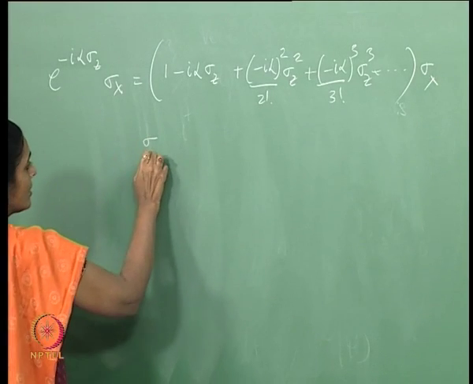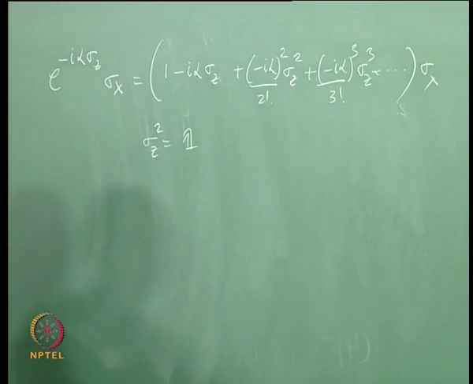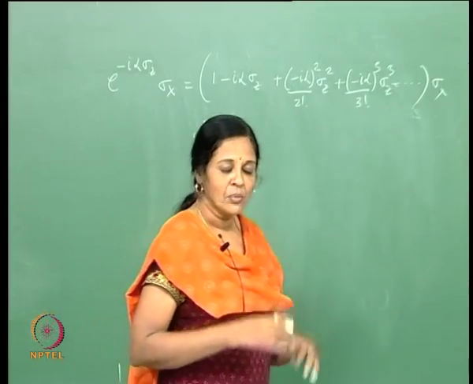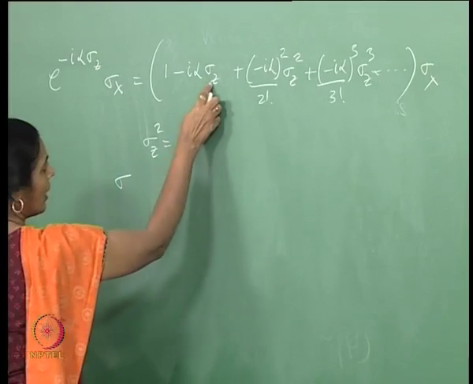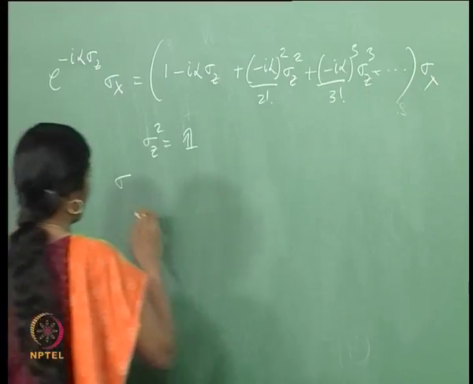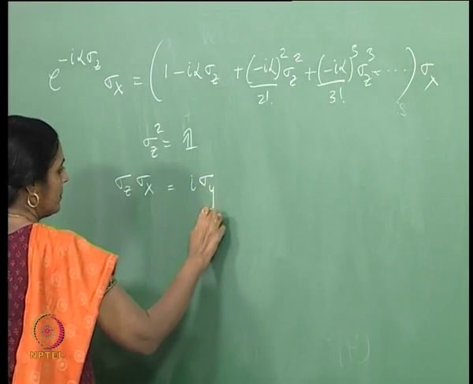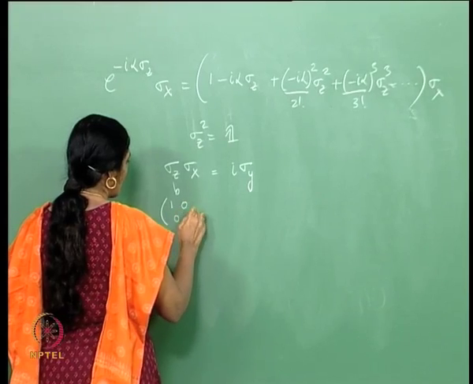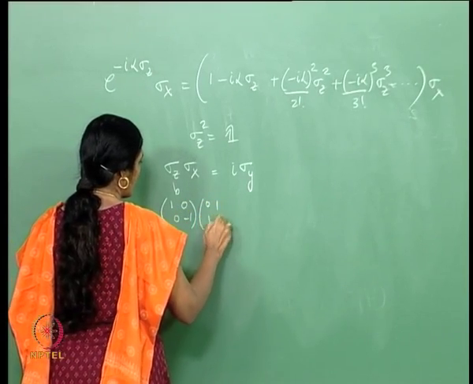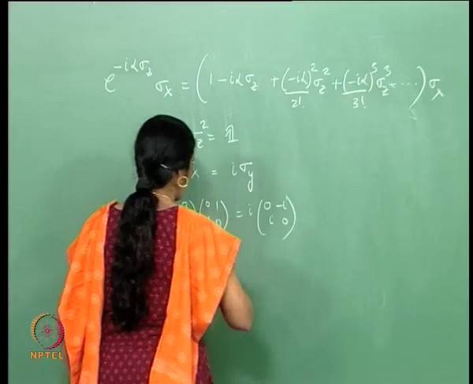But then I understand the following: sigma z squared is simply the identity operator. You can explicitly check this out by substituting the matrix 1 0 0 minus 1 for sigma z. I will also need to find sigma z sigma x. Sigma z sigma x is I sigma y. Remember that I could use the matrix 1 0 0 minus 1 for sigma z and 0 1 1 0 for sigma x, and that is the same as I sigma y.